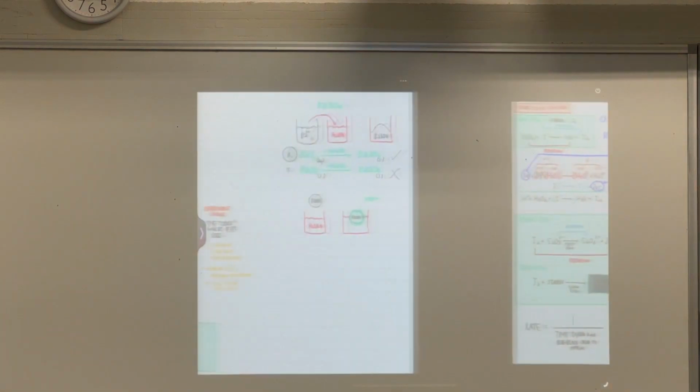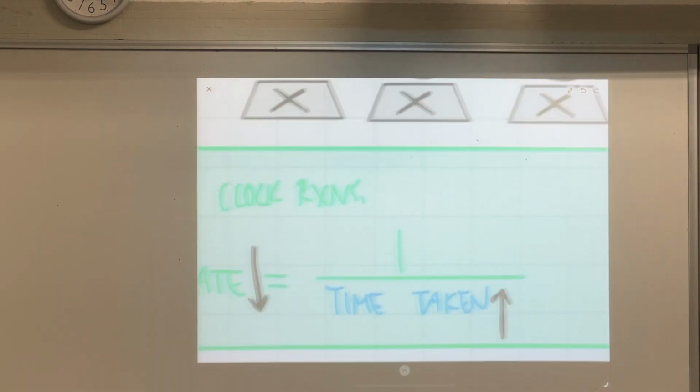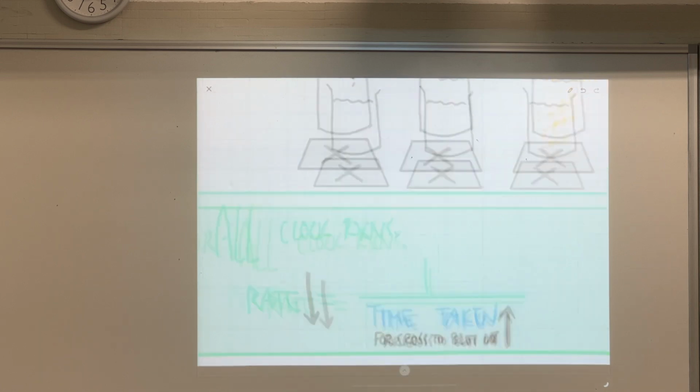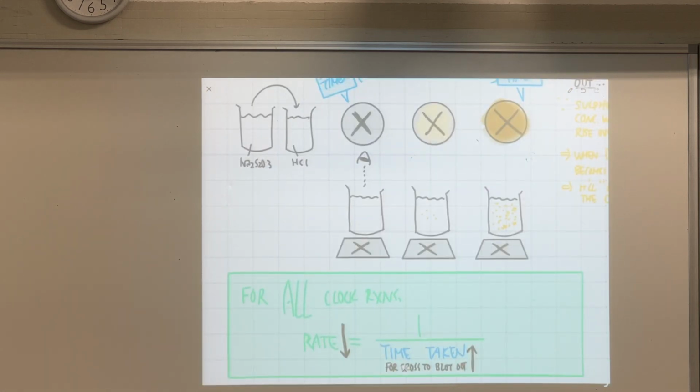So for the previous reaction, can you add back this description here? It's time taken for the cross to blot out. So for all the clock reactions, there's one common theme, that there will be a noticeable change after some time. And you just have to do 1 over that to find rate. Okay, so this is what we are seeing now on this worksheet.